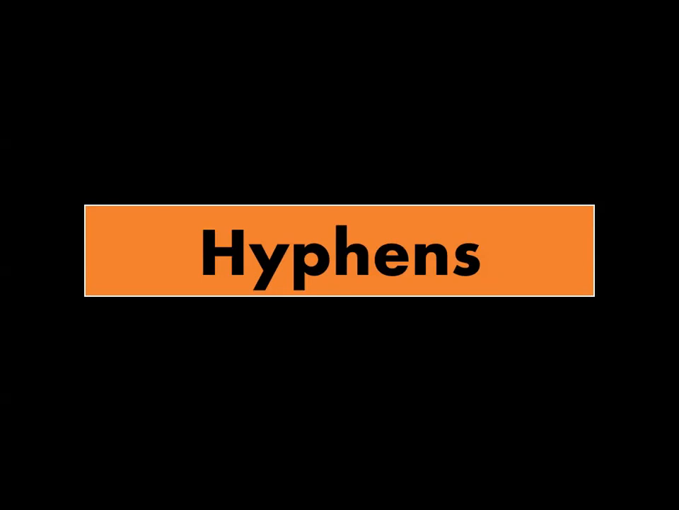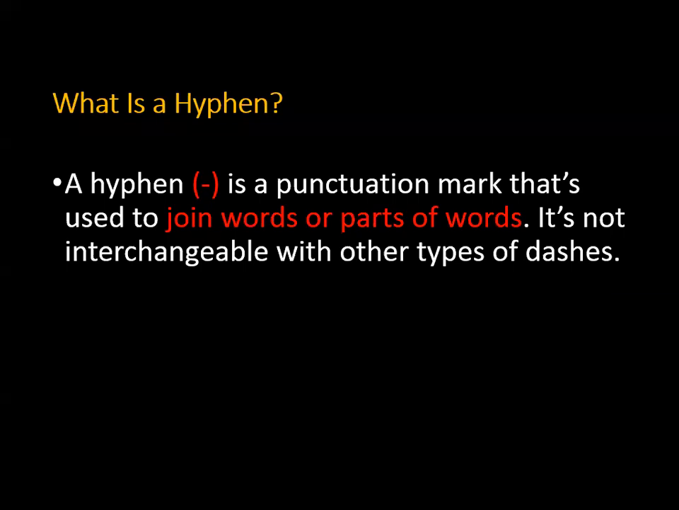Today we're going to talk about hyphens. This lesson will be divided in two videos. Today it's going to be part one, and next session will be part two. First of all, what is a hyphen? A hyphen is a punctuation mark that is used to join words or parts of words. It's not interchangeable with other types of dashes. So a hyphen is not a dash. A hyphen is used to join two words together or parts of words together.